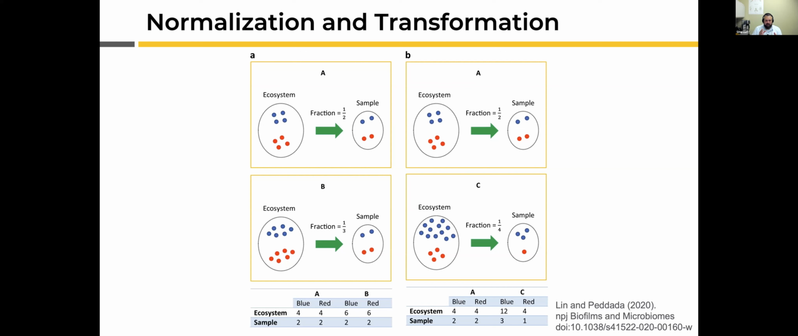In the uppercase A, the figure on the top, your ecosystem consists of 8 total things. 4 of them are blue and 4 of them are red. And so you can see in the top box, your sample consists of half of each group, sampled to a fraction of a half, and so you end up with 2 of each, 2 of the blue, 2 of the red.